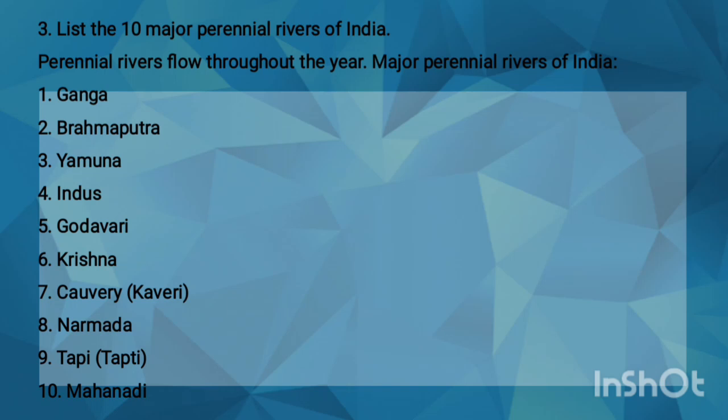Next one, list the 10 major perennial rivers of India. Perennial rivers flow throughout the year. Major perennial rivers of India: Ganga, Brahmaputra, Yamuna, Indus, Godavari, Krishna, Kaveri, Narmada, Tapti, and Mahanadi.